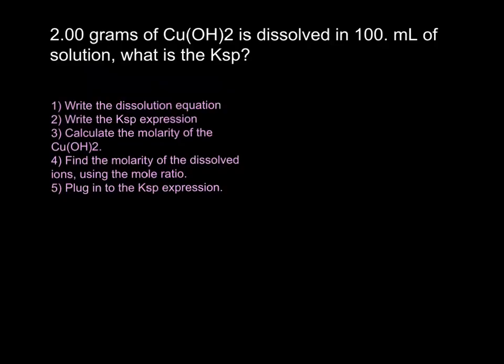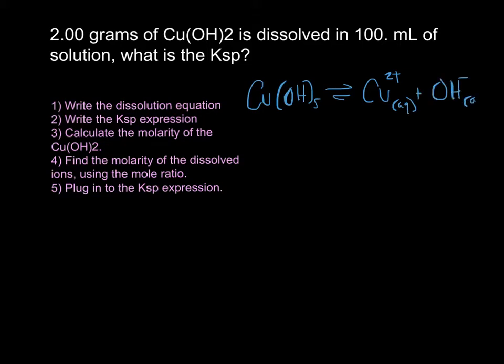Let's consider this equation, where we have 2 grams of copper(II) hydroxide dissolved in 100 milliliters of solution, and we're trying to find the Ksp. Just like our previous problem, you always start out by writing the dissolution equation. So you're going to have copper hydroxide solid dissolving into copper ions and hydroxide ions. And you want to make sure that you balance it, so we would have a 2 for the hydroxide ions. So that's our dissolution equation.